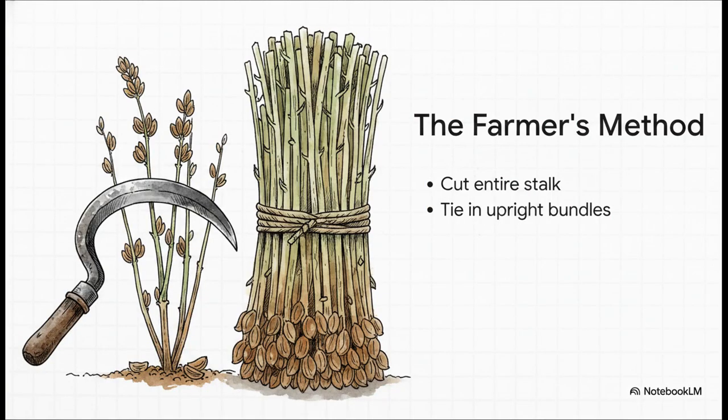Let's look at the farmer's preventative intervention first. Commercial farmers absolutely cannot afford to let their yield literally scatter into the wind, right? So they have to act preemptively. They watch closely and wait just until the bottom pods turn brown. The literal minute that happens, they cut the entire stalk down. Then they tie those stalks into upright bundles to dry safely. They are aggressively intervening in the plant's life cycle to completely prevent the natural shattering process and secure the crop.